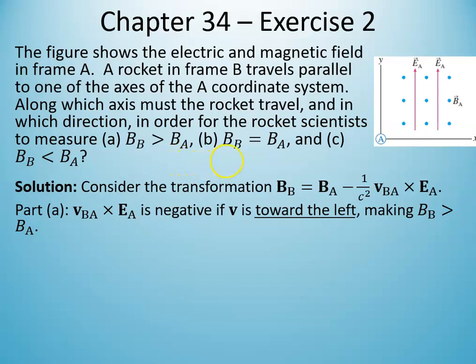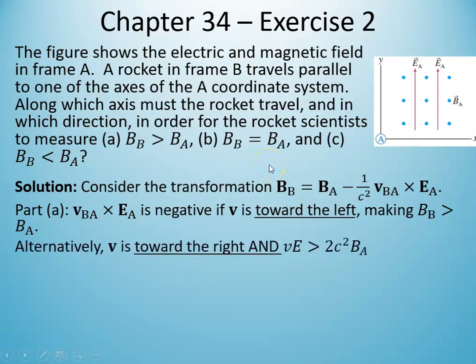What you can also do is move toward the right at a large enough speed such that V cross E over c squared is at least equal to twice the magnetic field measurement according to frame A, because that will not only cancel out B sub A, it'll give you another factor of B sub A in the minus direction, and if you move even faster, it ends up being more than that in the minus direction. But again, we're focused on magnitudes, so in that case the field strength as measured in frame B would again be larger than the field strength as measured in frame A. So that's the type of thing that it's a good idea to think about.